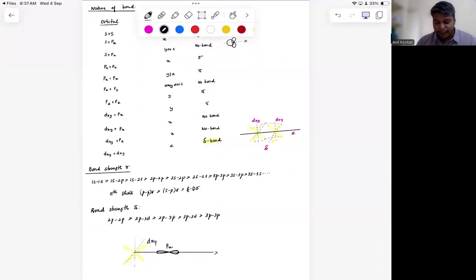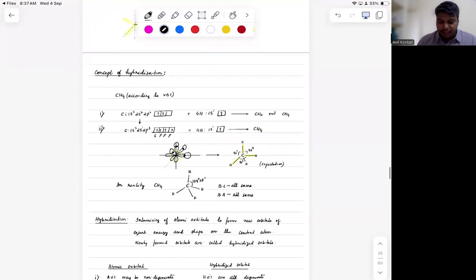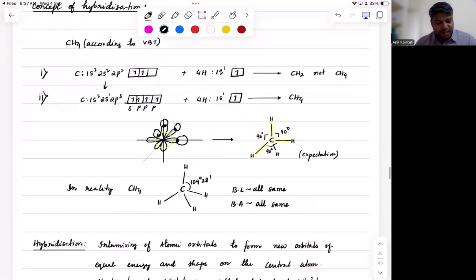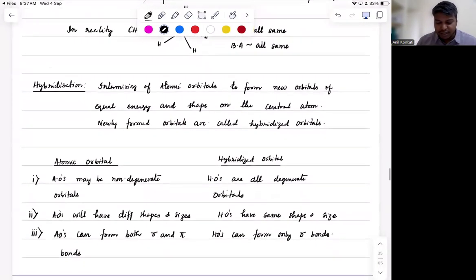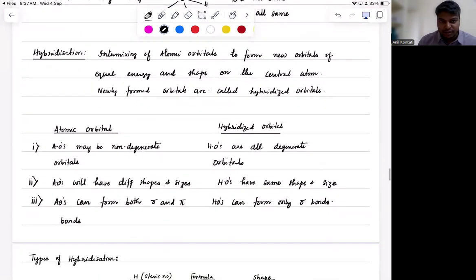Then the concept of hybridization, how it evolved, I think that background we will not go through. We will mainly emphasize understanding what atomic orbitals are, what hybridized orbitals are, what their difference is, and then how many different types of hybridizations we will have. Got it? Clear? I think I will take this in the class after your break time. Clear? One second.